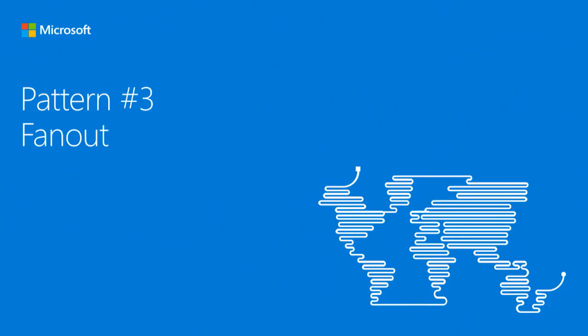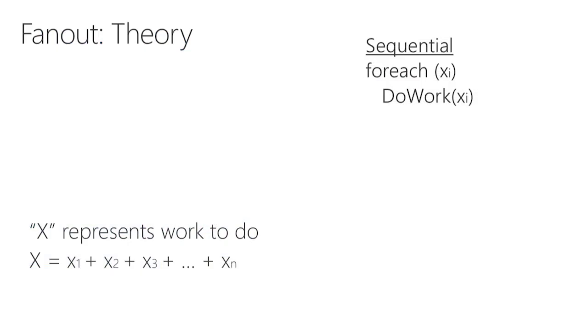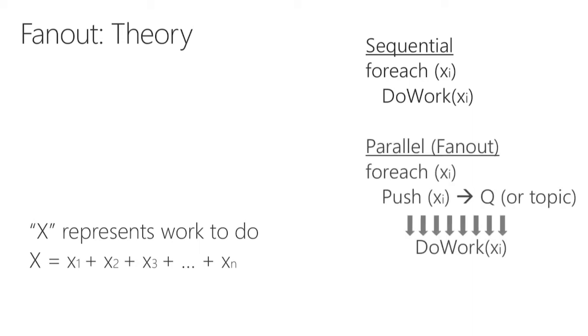Okay, next, fan out. I think we're okay on time. So in theory, fan out is very simple. X represents some work, and you can basically break down X. Not everything can be represented like this, but anything that can is a great candidate for fan out. The canonical example is you have 1,000 emails that you need to send, okay? One way to do them is sequentially, like we did for a very long time: you do a big for each, and for each, you do the work, which will do whatever send you need to do.